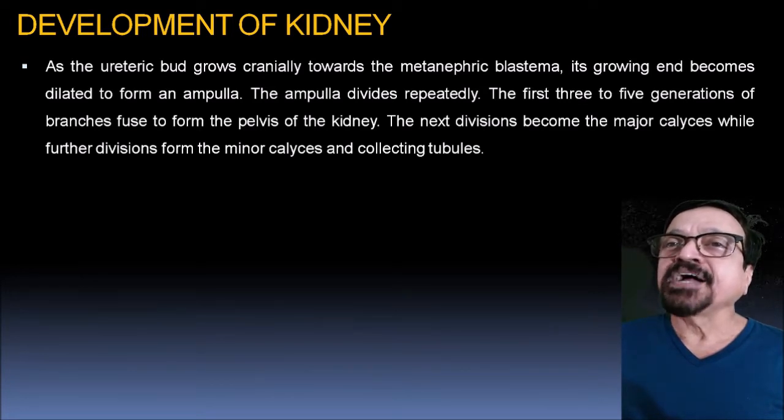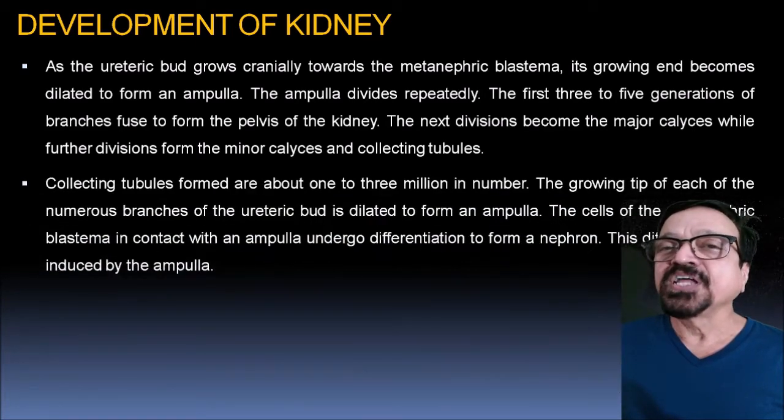As a ureteric bud grows cranially towards the metanephric blastema, it grows and ends become dilated to form an ampulla. The ampulla divides repeatedly. The first 3 to 5 generations of the branches fuse to form the pelvis of the kidney. The next division become the major calyces, while the further division become the minor calyces and the collecting tubule. The collecting tubules formed are about 1 to 3 millions in number.